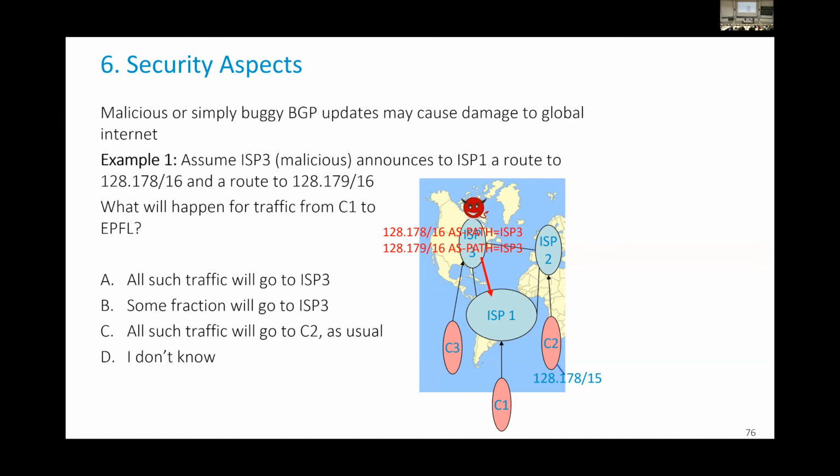So what do you think will happen for traffic from C1 to EPFL? Customer 1 is a customer served by ISP1. ISP1 has been the subject of this attack here. What will happen? Will this attack work? Will it work partly? Will it be defeated by the beauty of BGP?